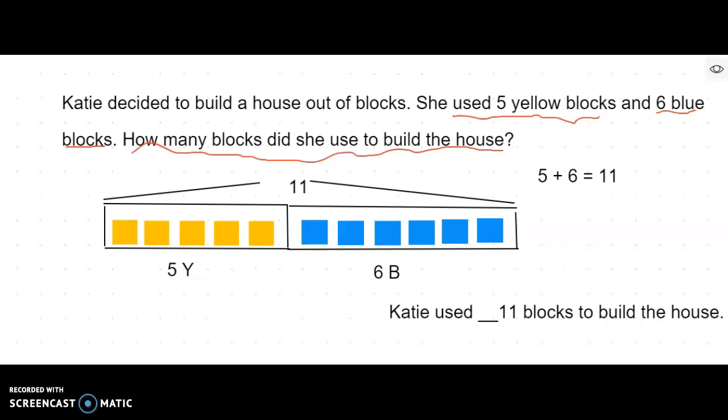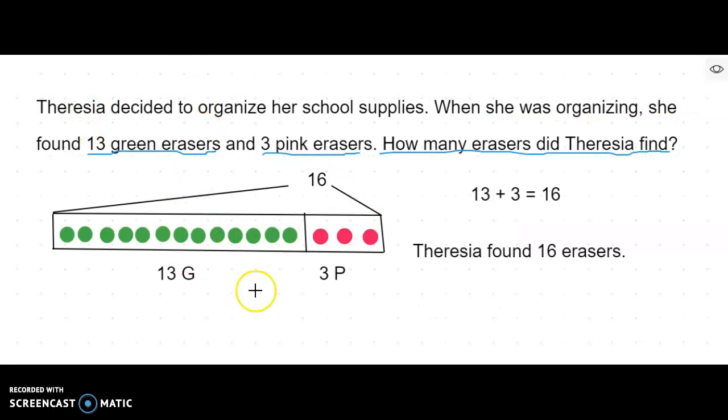I had my sister do another example before I started, just so you could see another example, and she actually finished it. Let me show you what my sister did, and she did a great job. And this is another example of how you would use a tape diagram to solve an addition problem. So the question says, Teresia decided to organize her school supplies. When she was organizing, she found 13 green erasers and 3 pink erasers. How many erasers did Teresia find?